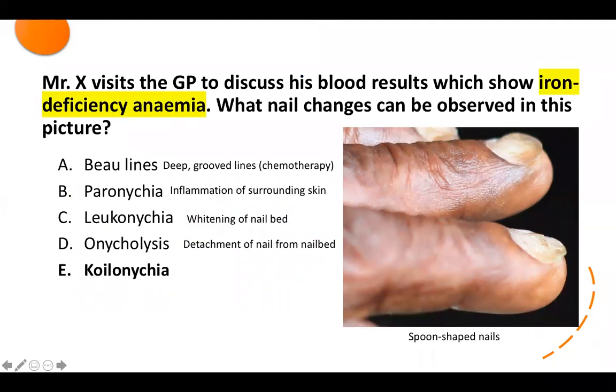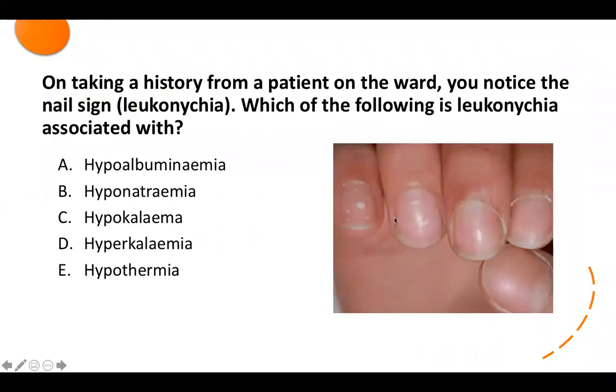So spoon-shaped nails. Bow lines are something that are more deep and grooved, and you see them more in chemotherapy patients. Paronychia is more infection, so you see inflammation around the skin. Onycholysis is detachment of the nail beds from nails, and leukonychia is whitening of the nail bed. So this is one of the nail signs you look out for when you're inspecting the hands, koilonychia. The other one is leukonychia. So on taking a history from a patient on the ward, you notice that they have leukonychia. Which of the following is it associated with?